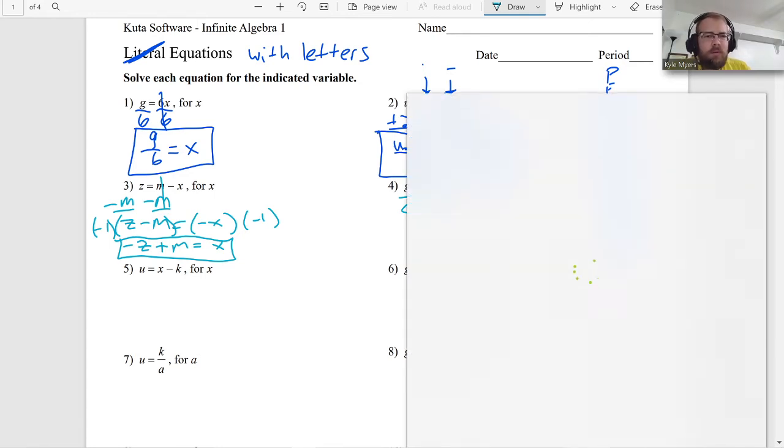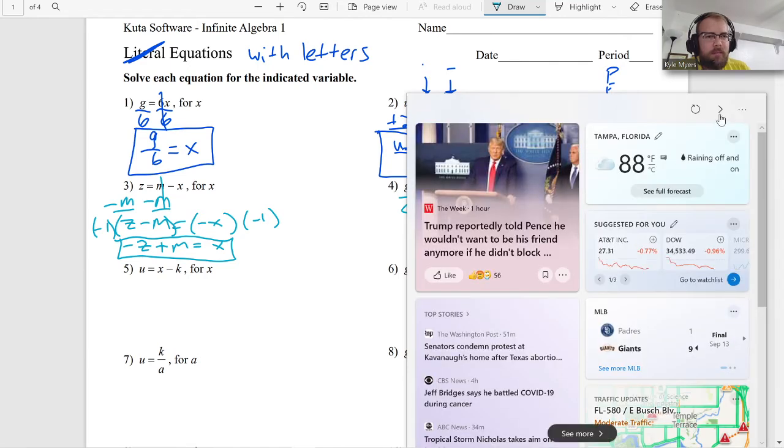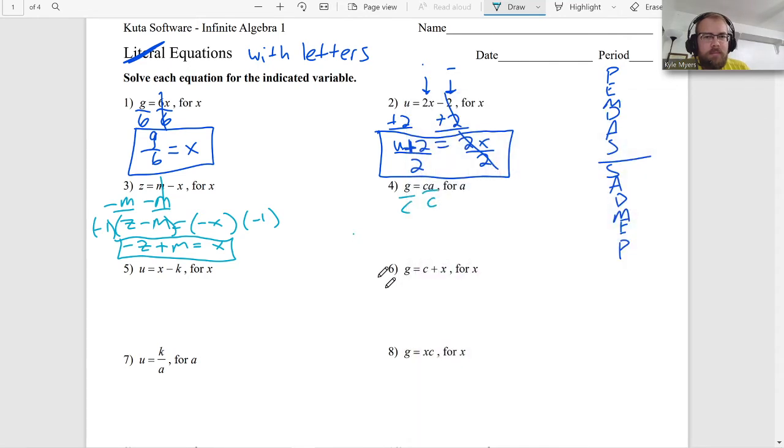Right? Oh, hold on. Something's popping up here. Why is a thing popping up? I don't want something to pop up. That was weird.